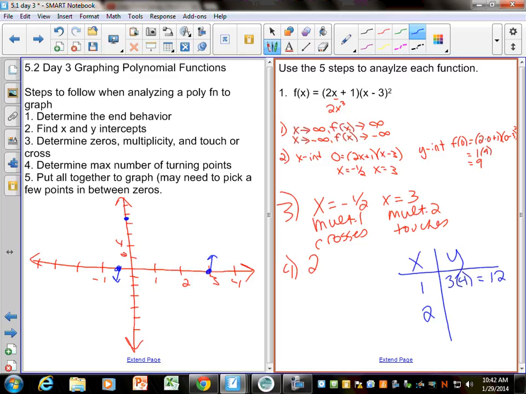Which means before you make your graph on some of these, you might want to pick your points. Like you might say, oh, I need to pick the points in between, because that might change how you label your graph. If I plug 2 in there, I'm going to get 2 times 2 is 4 plus 1, which is 5. And 2 minus 3 is -1 squared, which is 1. Oh, so that's just 5.